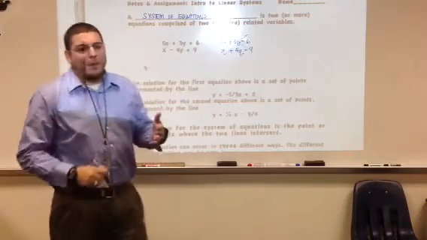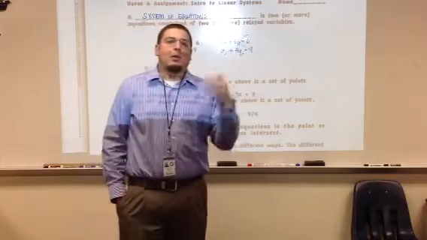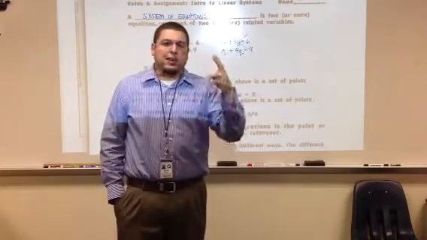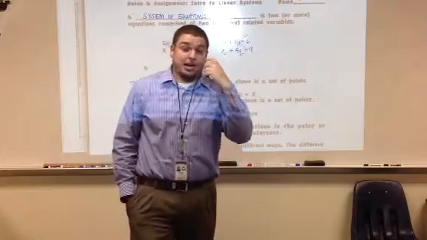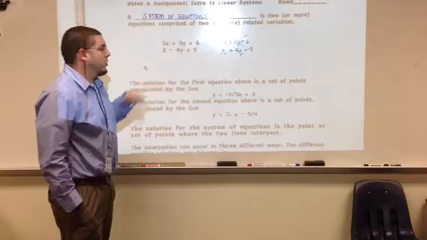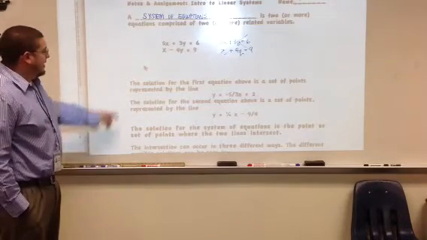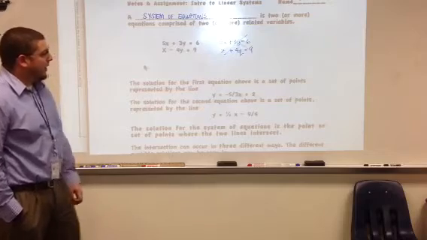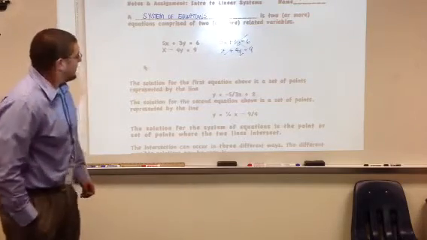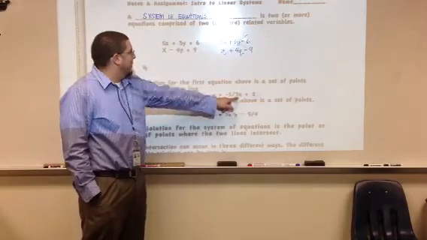Okay? So far, basically what you've learned how to do is solve for one missing variable. Now what we're going to do is solve in order to find out two missing variables. We're not going to be given an x or a y here. We're going to have to find both of those, and we're going to use two equations in order to do that. If you keep going in your notes, it says the solution for the first equation above is a set of points represented by the line y equals negative 5/3 x plus 2.